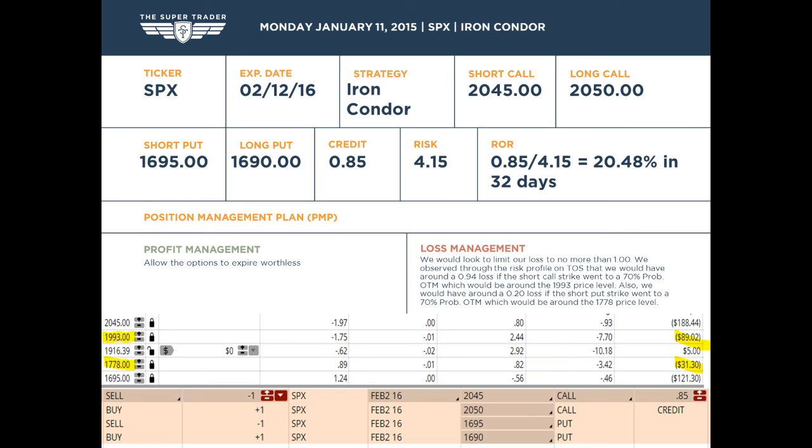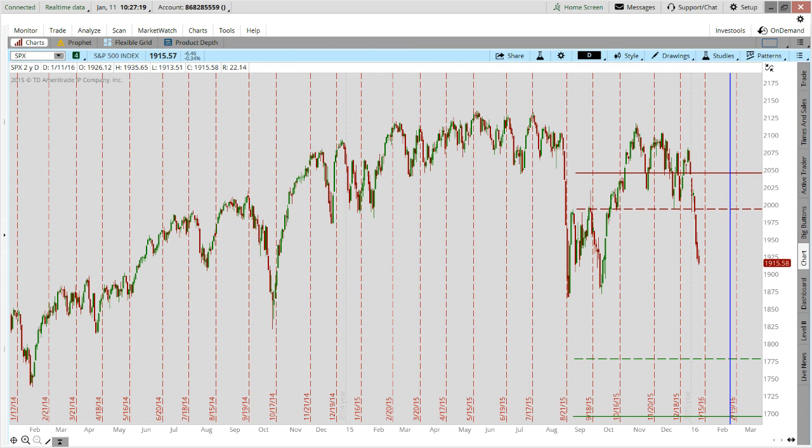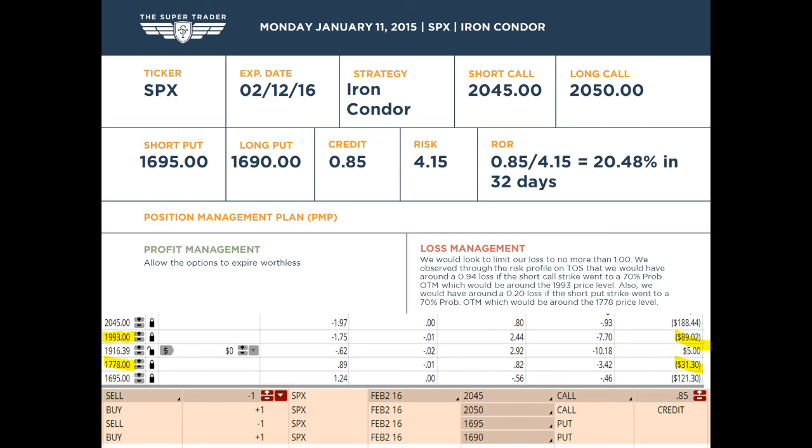And has anybody gotten a fill yet on that one? Anybody gotten a fill yet? Awesome. Okay, so it looks like we're lobbying here, but not quite getting a fill.